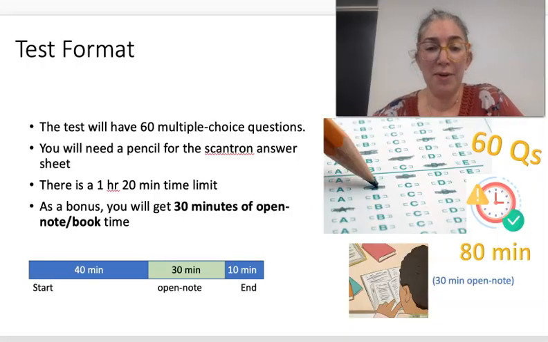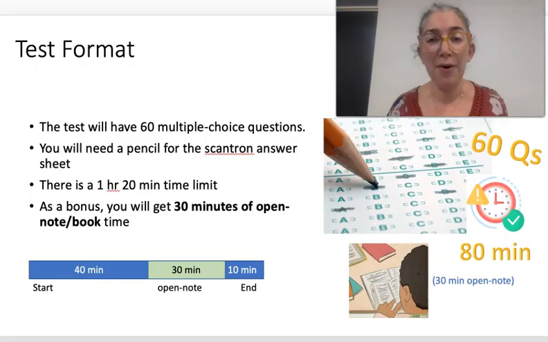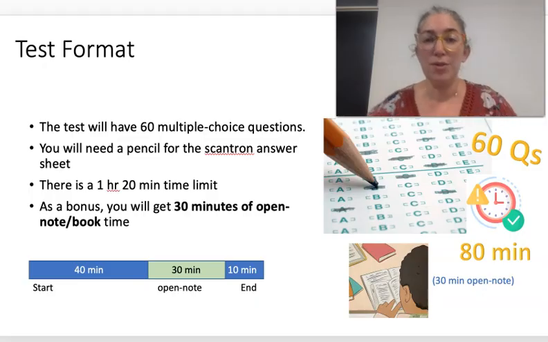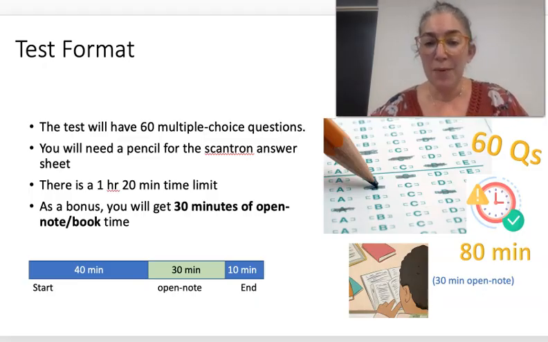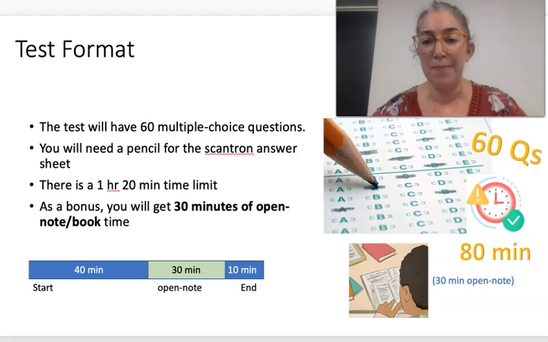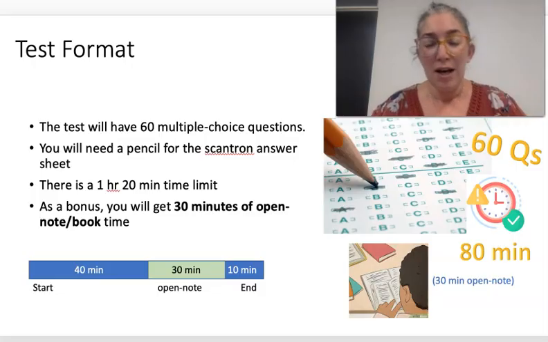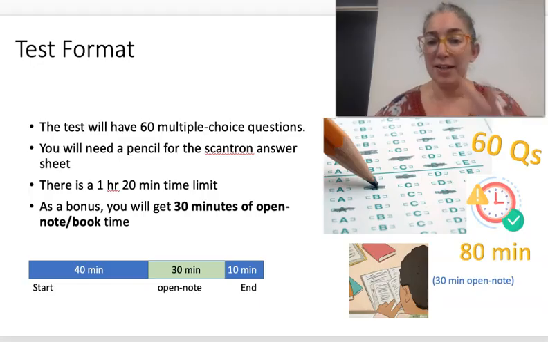The breakdown of that hour and 20-minute time limit is the first 40 minutes are closed note, and then at the 40-minute mark, I will announce that you can get your notes out. You will have 30 minutes from that point to use your notes and or textbook. And when my timer goes off, at the end of the 30-minute period, everyone closes their notes and books and puts them away, and there's still another 10 minutes left to finish up, to transfer answers to your Scantron sheet, to double check that you bubbled in an answer for everything, and revisit any questions you were sort of on the fence about. Okay, so that is the test itself.